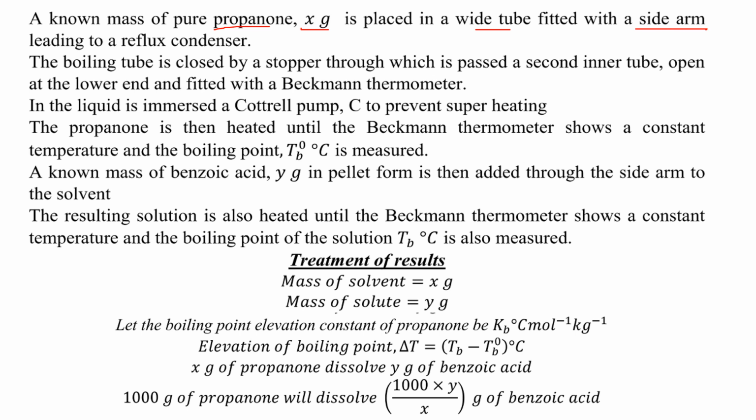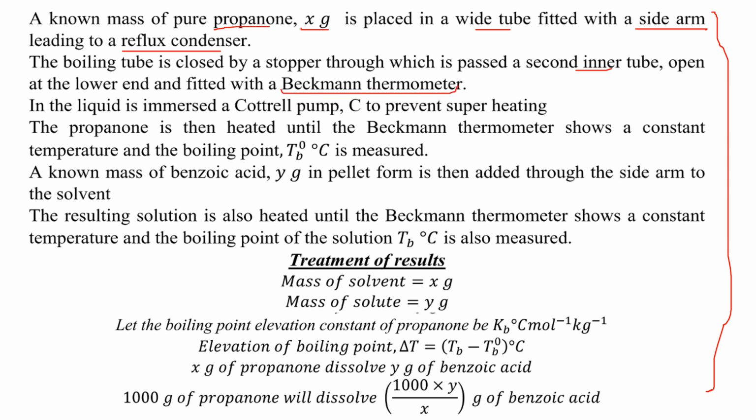Like I've told you, to master experiments very well, you must first make sure that you have mastered the diagram, because the diagram is going to give you what you're going to be writing down here, leading to a reflux condenser. Now you're seeing that the boiling tube is then going to be closed and stoppered by a stopper through which is going to be passed a second inner tube, and this second inner tube is going to be fitted with our Beckman's thermometer.